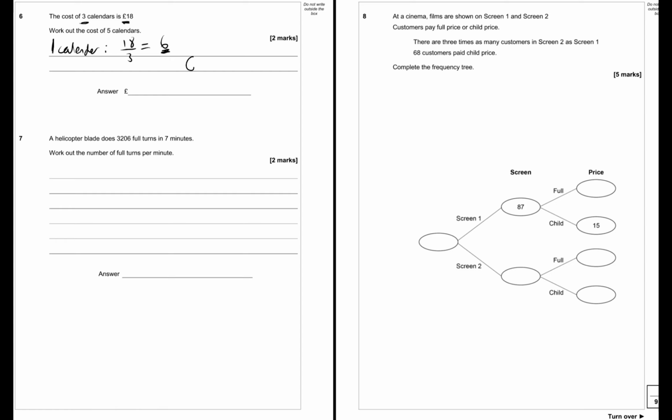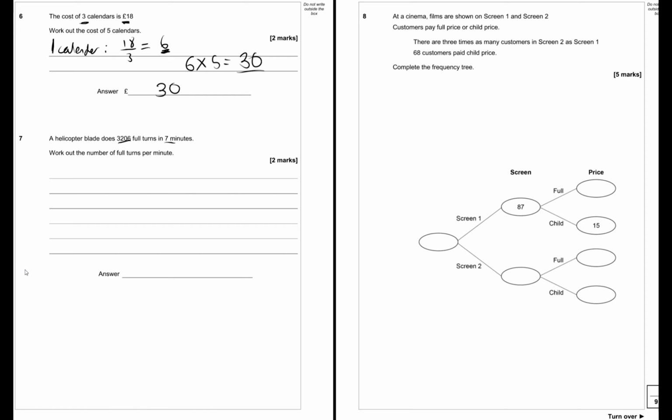So we're going to have to do £6 times 5 calendars, which is going to give us 30. So 5 calendars costs £30. Okay, question 7. A helicopter blade does 3,206 full turns in 7 minutes. Work out the number of full turns per minute.